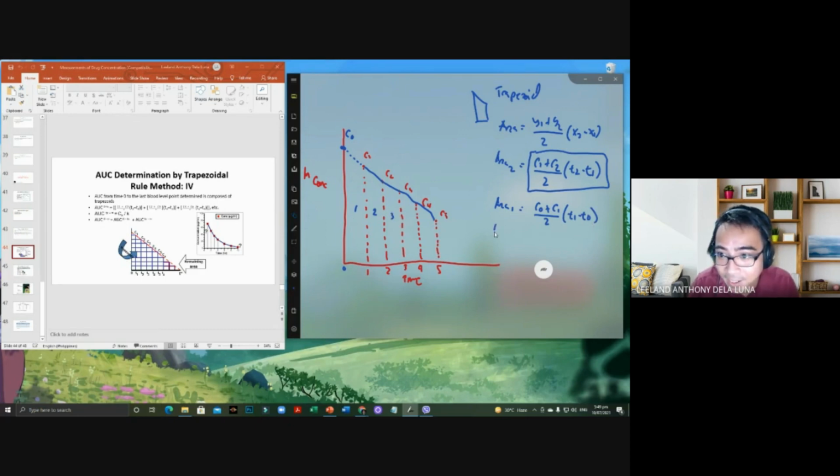So for my area 3, it just repeats: C2 plus C3 over 2 times T3 minus T2. Got it, class? And so on and so forth. To get the total area under the curve, what do I do with the results of each area? I'm just going to add them all together. Looking at this, this is the first trapezoid, second trapezoid, third trapezoid. I just added the summation of all of them to get the total area of the trapezoids involved here, from 0 to Tx, whatever the final concentration or time you have.